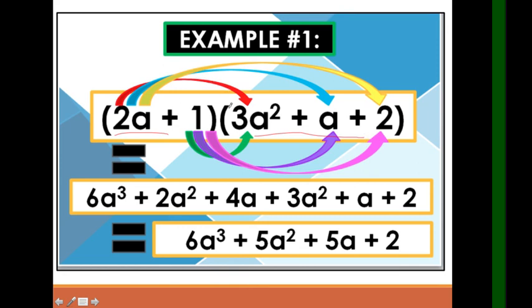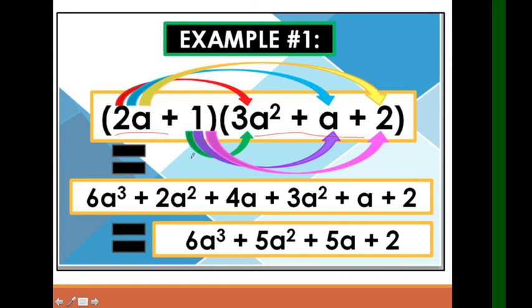So 2 times 3 is 6. A times a squared is a cubed. 2 times a is 2a. A times a is a squared. 2 times 2 is 4. Since a has no partner, we just copy it, keeping the 4a. Next, we are done with 2a. For 1, 1 times 3a squared is 3a squared. 1 times a is a. 1 times 2 is 2.